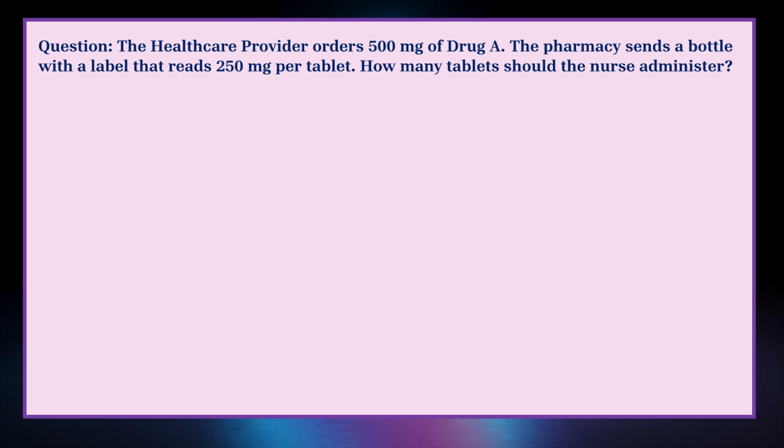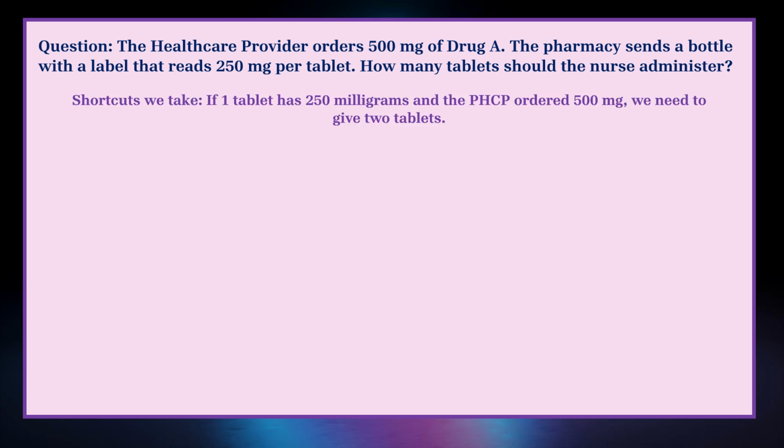In this scenario, the healthcare provider ordered 500 milligrams of drug A, and the pharmacy sends a bottle with a label that reads 250 milligrams per tablet. How many tablets should the nurse administer? Again, here's a shortcut we can do in our head. If one tablet has 250 milligrams and we need to give twice that many milligrams, we know we need to give twice that many tablets, so 2 tablets.